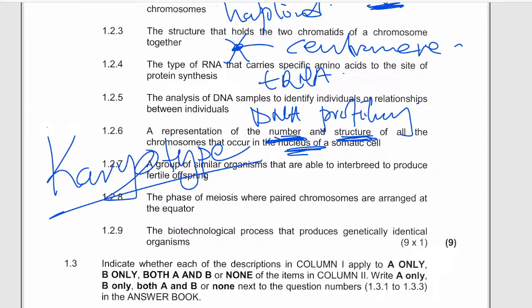We go to the next question. A group of similar organisms that are capable of interbreeding to produce fertile offspring. So we say that is a species. Biological species is good. As long as they see species, you get it right.